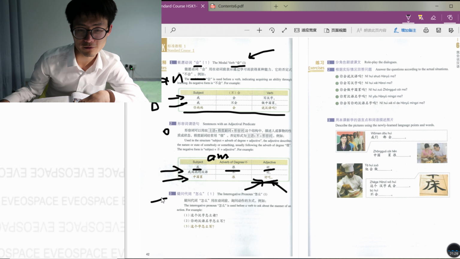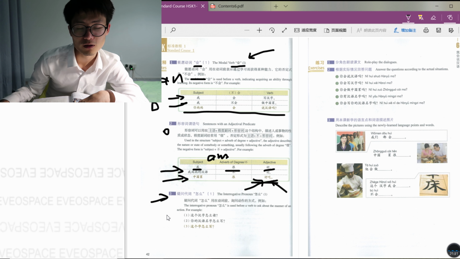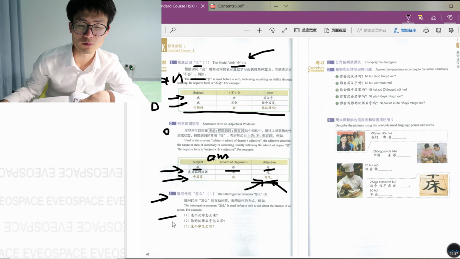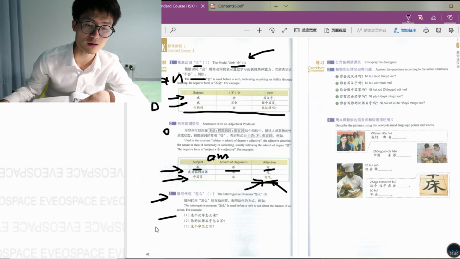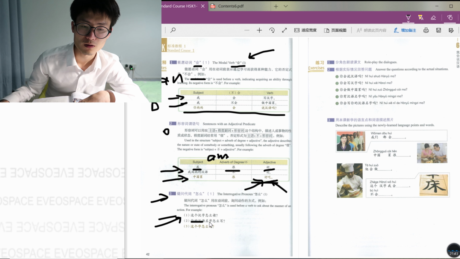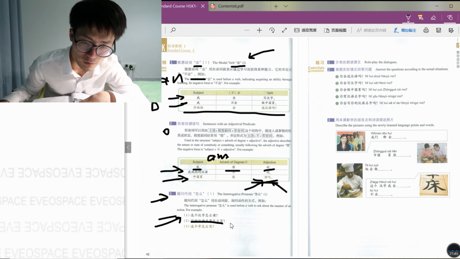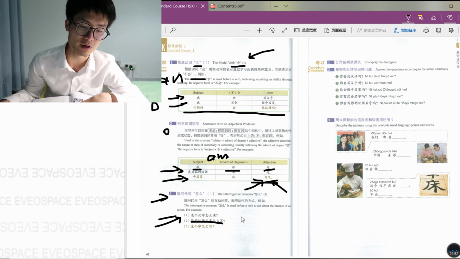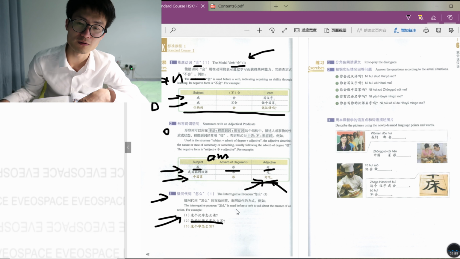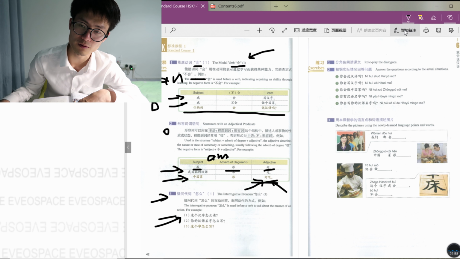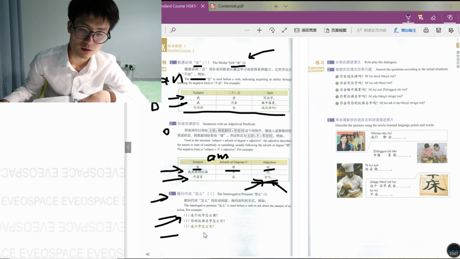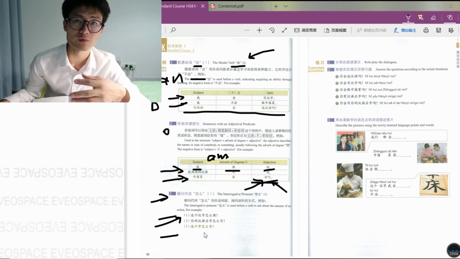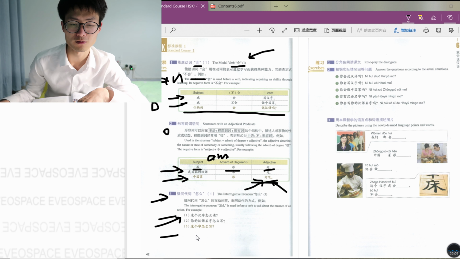Finally, in the notes we have how to say how, 怎么. For example, 这个汉字怎么读? How do you read this character? 你的汉语名字怎么写? How do you write your Chinese name? And then 这个字怎么写? How do you write this character?